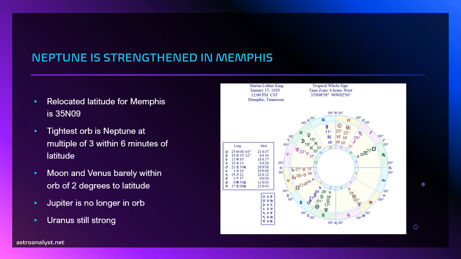But the tightest orb there is Neptune. When we look at Neptune at a multiple of 3, it's within 6 minutes of the latitude. So Neptune is extremely powerful there. Moon and Venus, they're barely within the orb of the 2 degrees, so they're not as strong in Memphis as they were in Atlanta. Jupiter is no longer in orb of the latitude at all. And of course, Uranus is still strong.